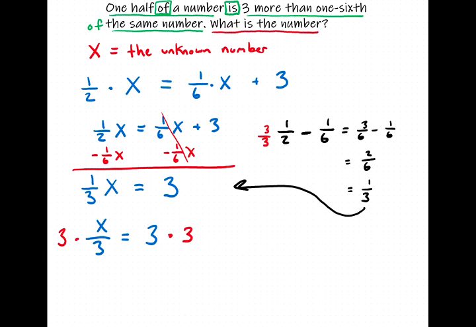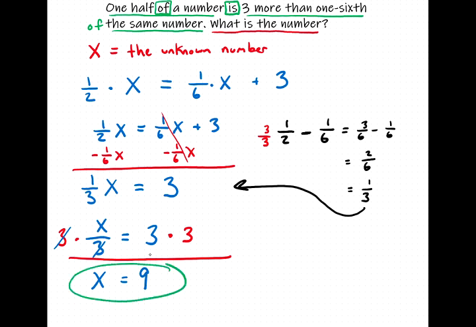And on the left-hand side, I like to separate my steps with a red line. On the left-hand side, the times 3 divide by 3, they cancel, so we have x. And on the right, we have 9. So 9 would be the solution to this problem. Okay, that was number 1 on the worksheet, so let's move on to number 2.